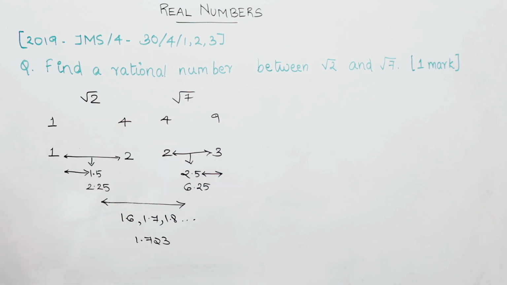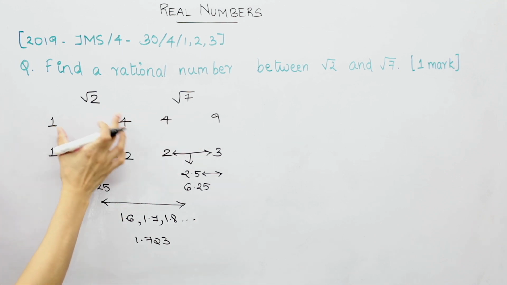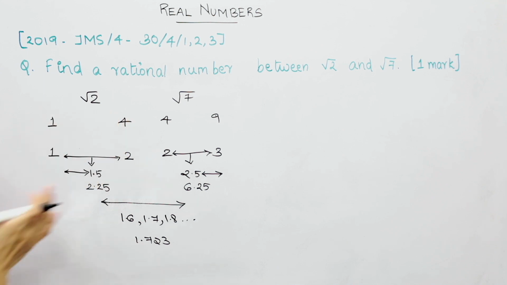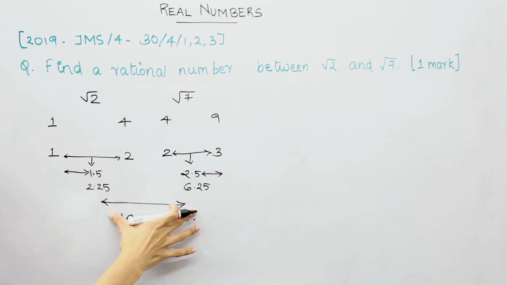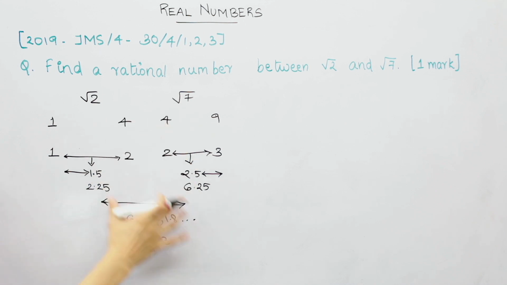So the method here is to find the perfect squares closest to the number to determine a range in between which the value will lie, then choose its midpoint to get a more precise range, and then find a safe range between which we can choose a rational number which will lie between these two values.